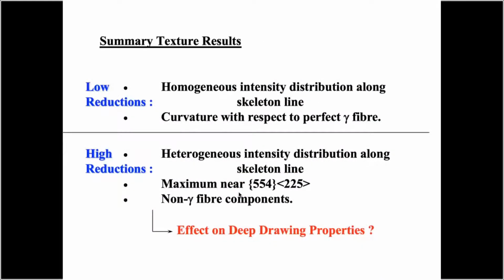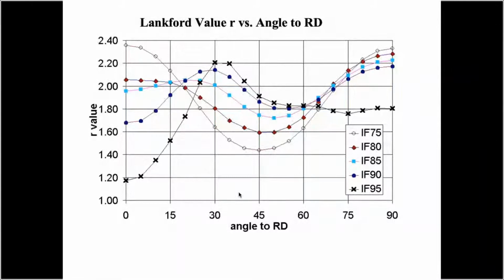So, and this has an effect on the R value. This is a mechanical property. It's the R value. It is the width to thickness change in a tensile test. So if you do a tensile test, actually for good deep drawing, you want all the extension to be accommodated by width change, not by thickness change, because thickness change will increase the risk of fracture.